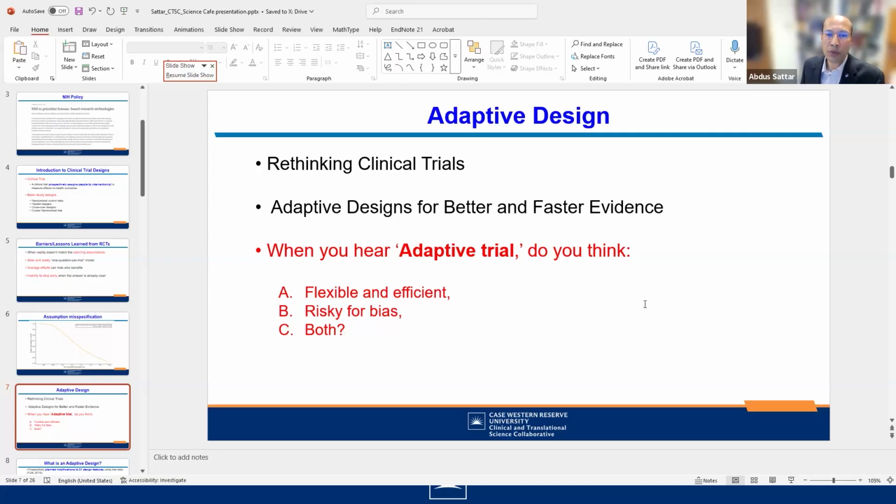We are thinking of better and faster evidence. So the question: when you hear adaptive trial, do you think it is A, flexible and efficient, or B, risky? So I'll let Mackenzie conduct this poll.